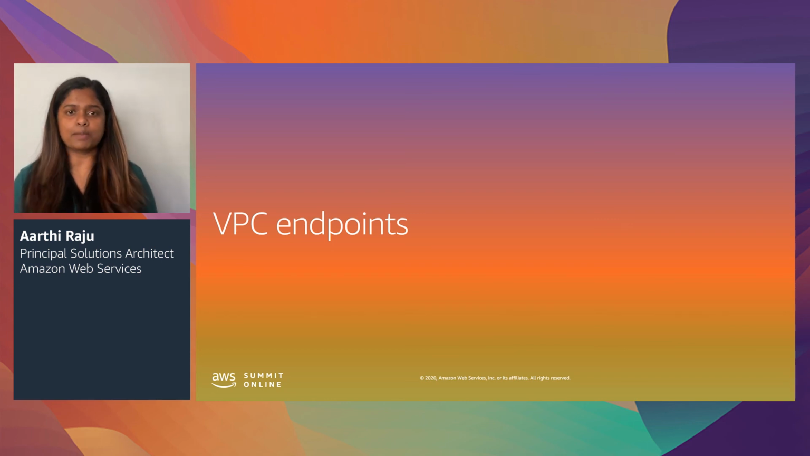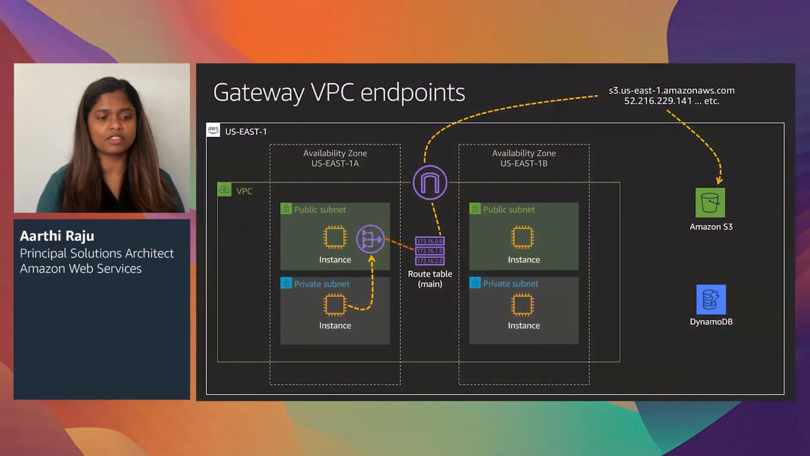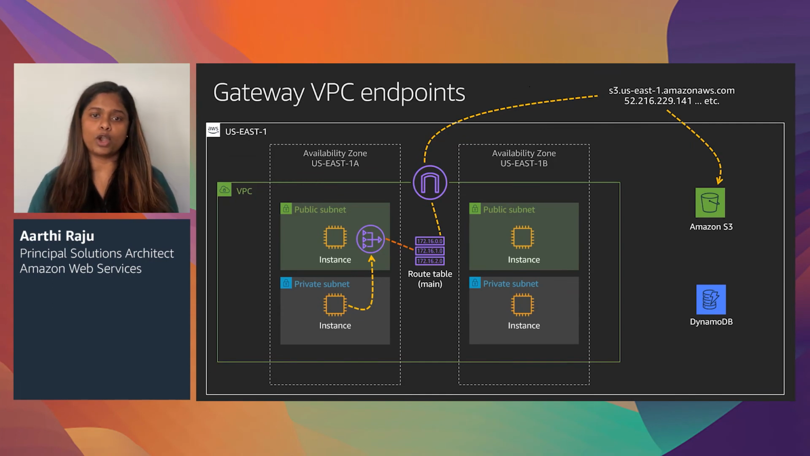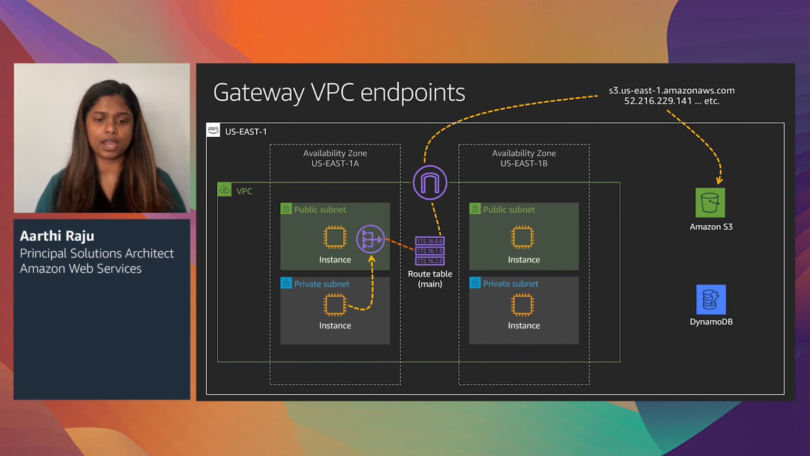We do have two types of endpoint. The first one is the gateway VPC endpoint. Let's see what this gateway VPC endpoint does. Let's say you have instances that want to communicate to Amazon S3. You could use the internet gateway as you see in this diagram, communicate back to the internet gateway, go out and reach Amazon S3.